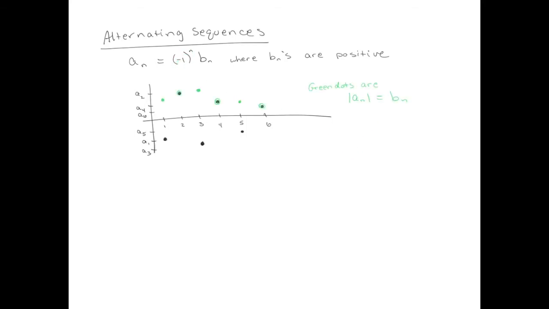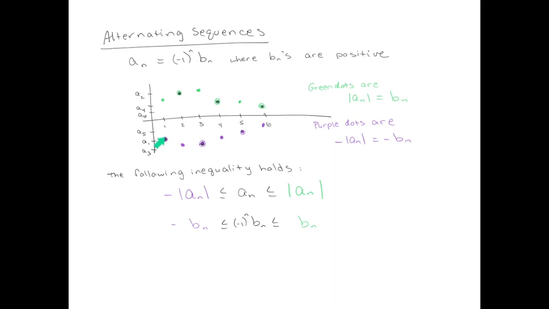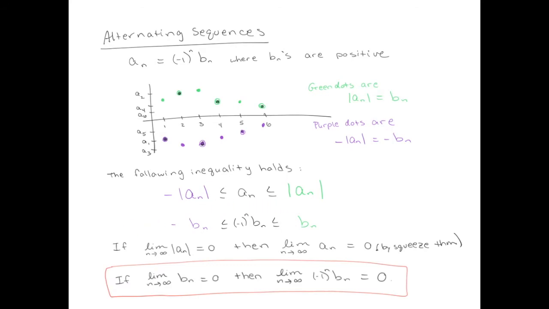We're going to establish a rule for these. So look at the green dots. These are essentially the absolute value of the sequence. Now these purple dots are the negative of the absolute value. Now we can set up an inequality, which is that the black dots are somewhere in between the positive part, which are the green dots, and the negative, which are the purple dots. Now we can use the squeeze theorem and write down a rule that's true for alternating sequences. Suppose that the absolute value of the alternating sequence approaches 0. In other words, this approaches 0 on the right, and this approaches 0 on the left as well. So therefore, by the squeeze theorem, the original alternating version must also approach 0.